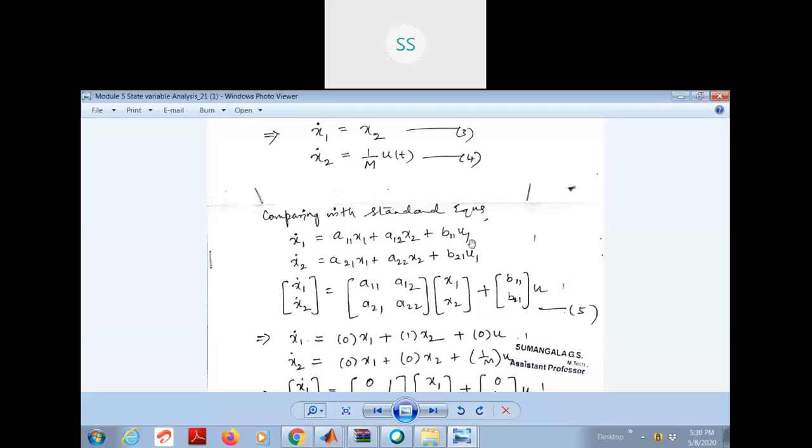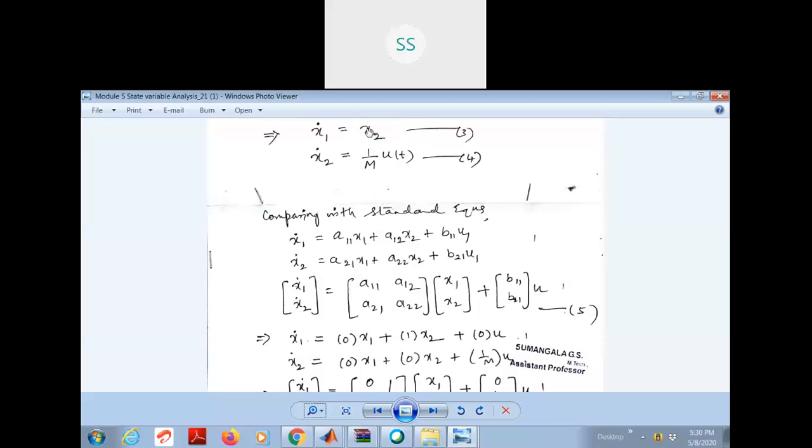Now compare this equation with our equation 3. In equation 3, for x1 dot, I don't have an x1 term, and even the u term is not there. So we will put those two terms as 0, 0, and we will retain only x2. And the coefficient of x2 is 1 here.